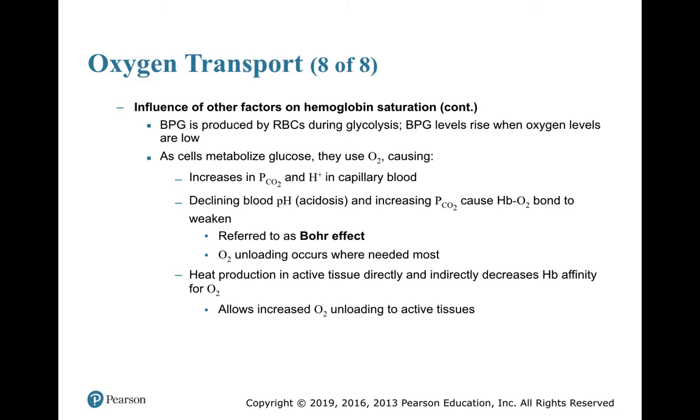Heat production in tissues that are actively metabolizing directly and indirectly decreases the affinity of hemoglobin for oxygen, which again helps to ensure that oxygen gets unloaded into tissues that are actively metabolizing.